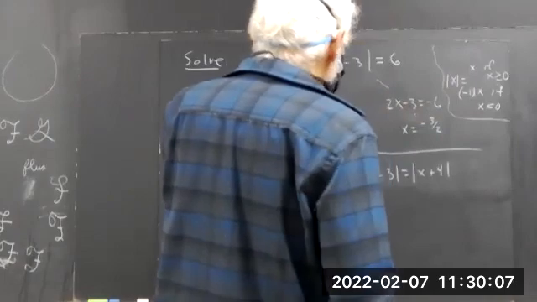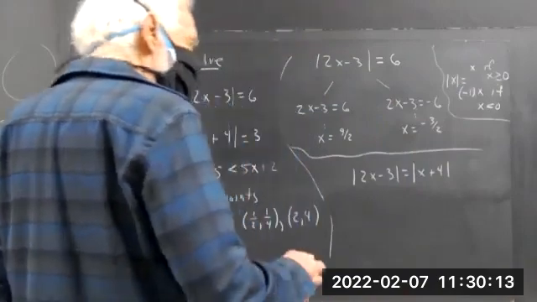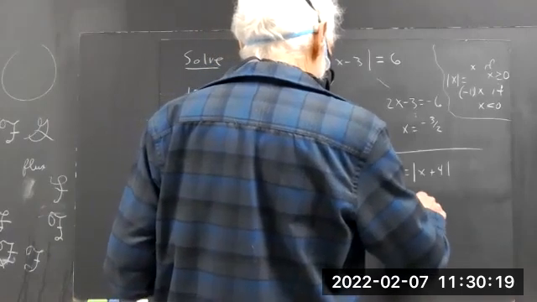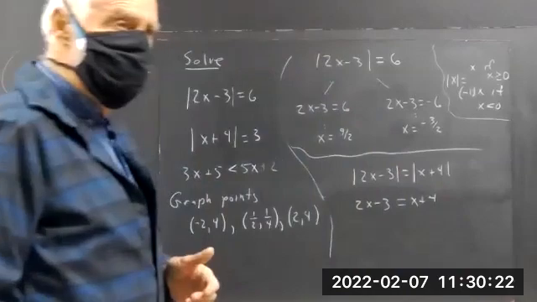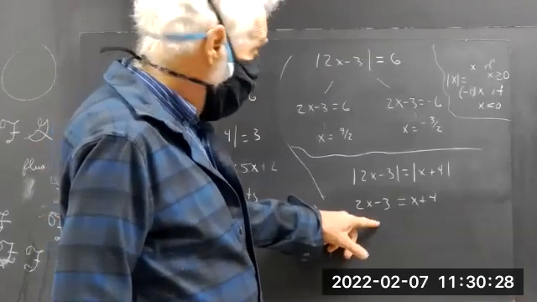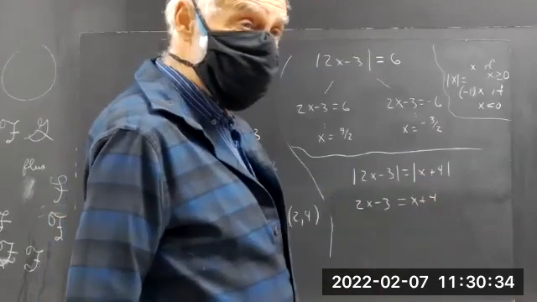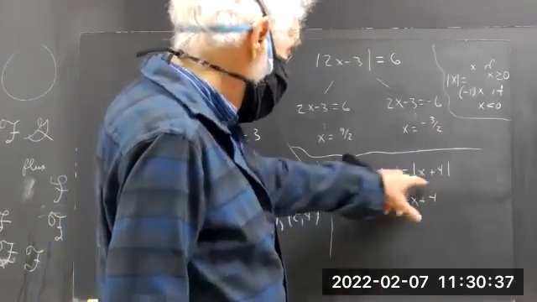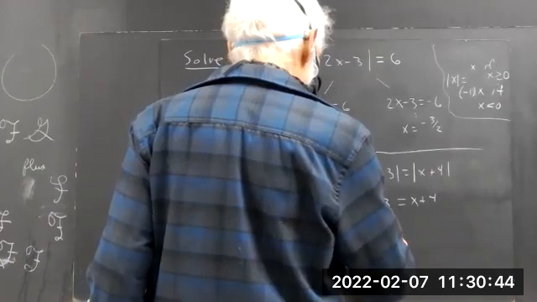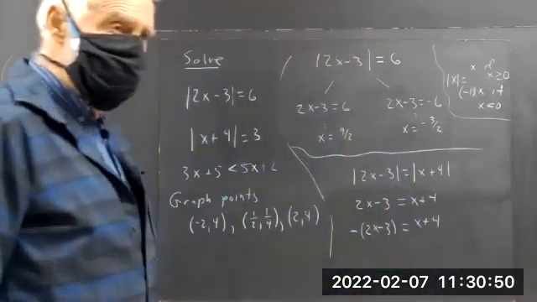Okay, so I didn't write this out very well. I'm going to use it here anyway. So this could mean true, if 2x minus 3 equals x plus 4, isn't it? Okay? Because this absolute value could be 2x minus 3, and this absolute value could be x plus 4, for some values of x. And if it's true for those values of x, then it's true. It's also true if the negative of 2x minus 3 equals x plus 4. Okay.